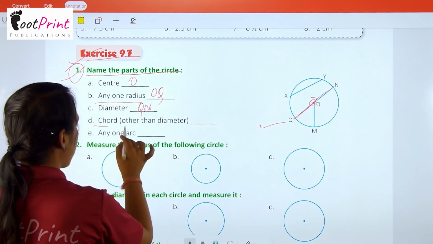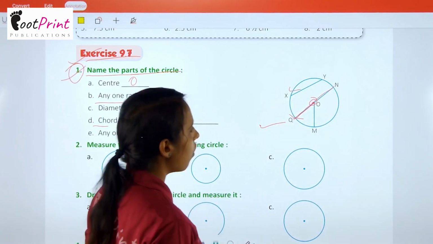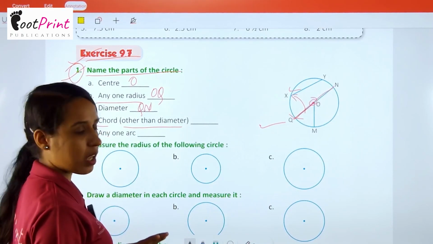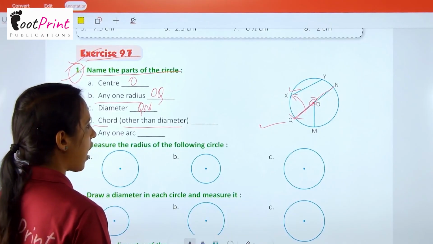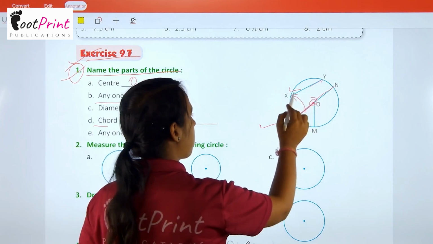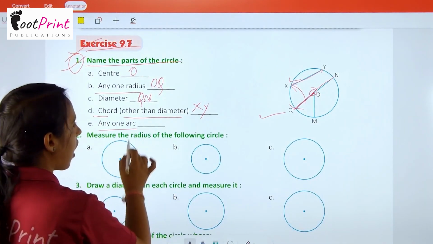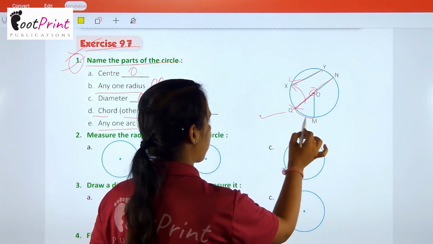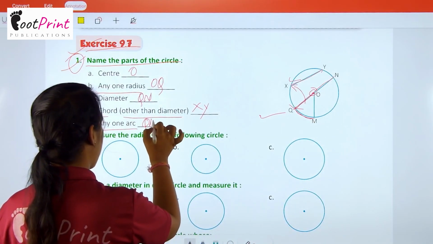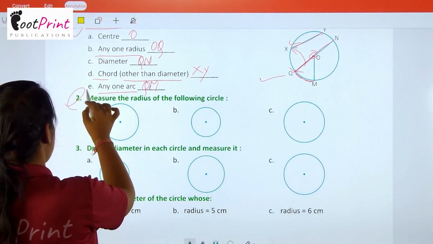Next, chord other than diameter. This one is also a chord and this one is also a chord. But we have to name the chord which is other than the diameter. So that will be XY. So here we write XY. Any one arc, so the arc will be this one, QN. Here we write QN. Okay, the next one is question number 2.